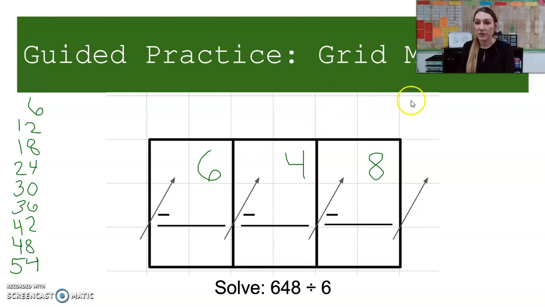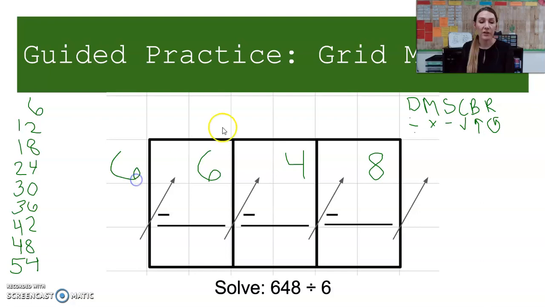Then I'm going to list my steps for long division: divide, multiply, subtract, check, bring up, and repeat. So I'm going to put my divisor, that's 6, on the outside of my grid. Then I'm going to start my division.